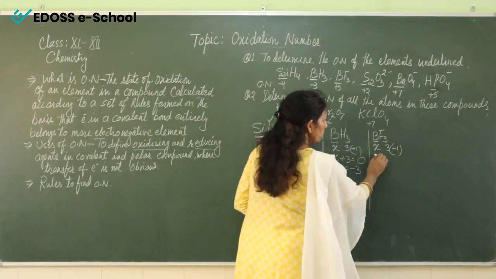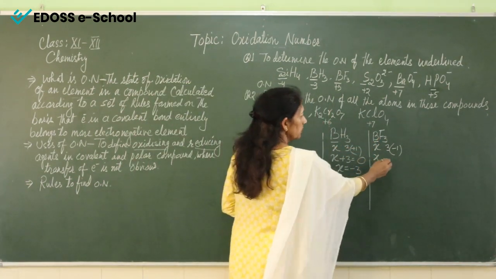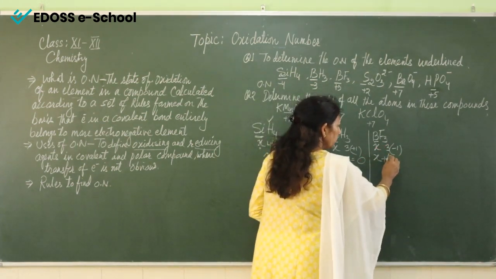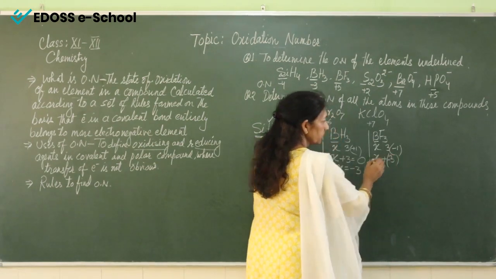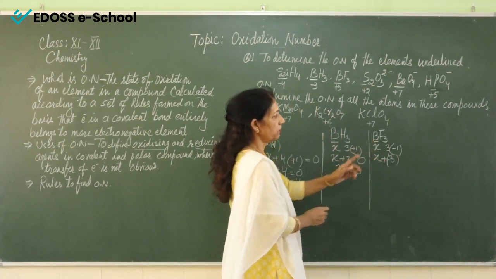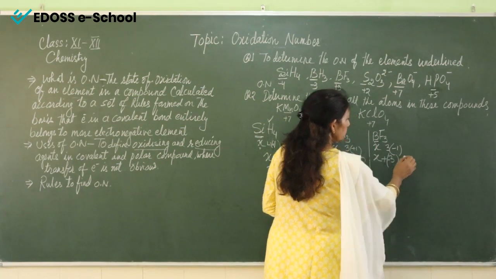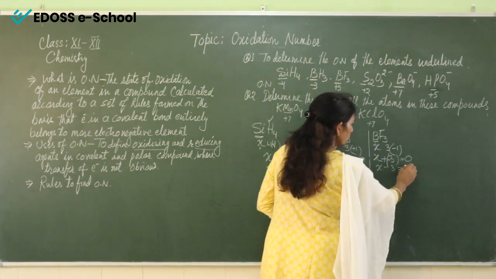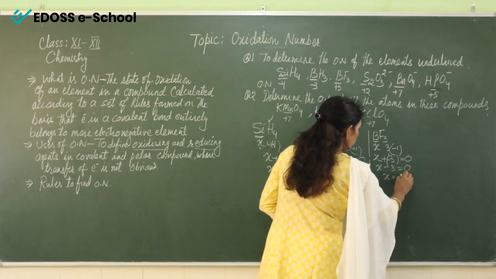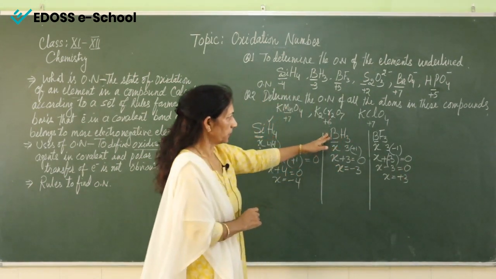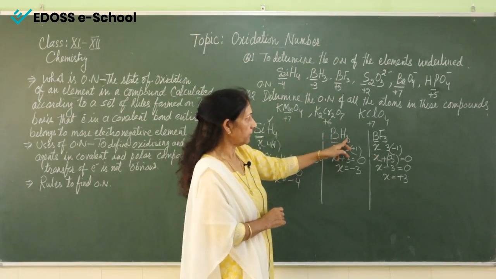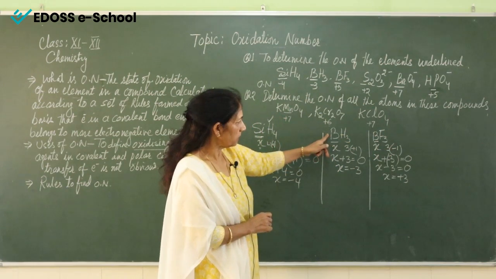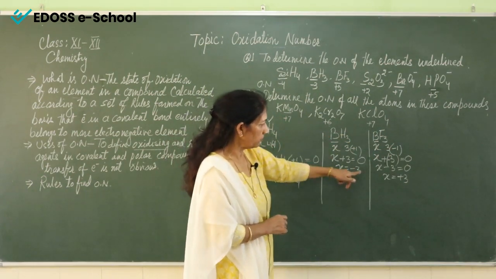So in the same way we will write it, X, then plus this. Now we can put here minus 1 like this, okay, because the symbol is very important. So this is equal to 0. Now we can say that X minus 3 is equal to 0, or X is equal to plus 3. So you can see here, in boron trihalide and in boron trifluoride, the oxidation number of boron is coming 3.